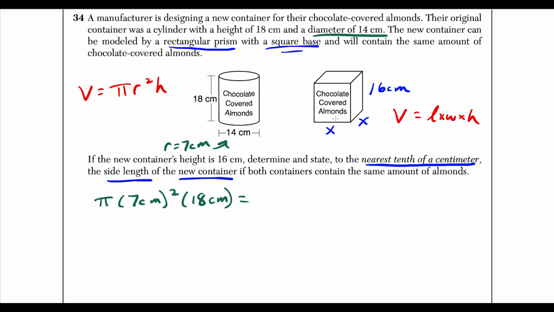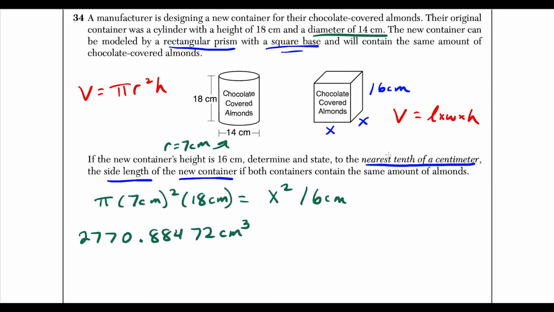This has to be equal to x times x, which is x squared, and then we're multiplying by 16 centimeters. Because once again, the volume of the second container, the rectangular prism, we're doing length times width times height. But the length and width are the same because we have a square base. Then what we have to do is work out the left side here. If we multiply all of this out, 7 times 7 times 18 times pi, that's just all calculator work. That's going to give you 2770.88472 cubic centimeters. And we'll just stop here.